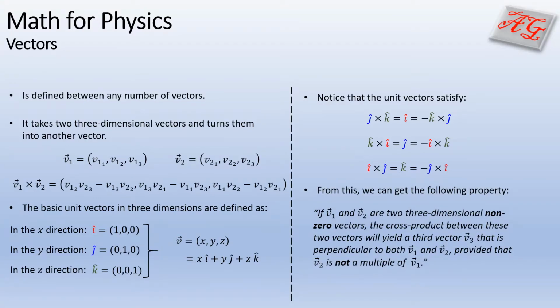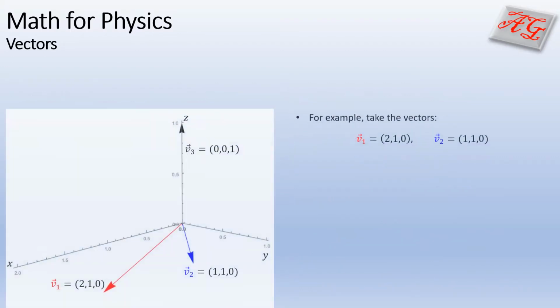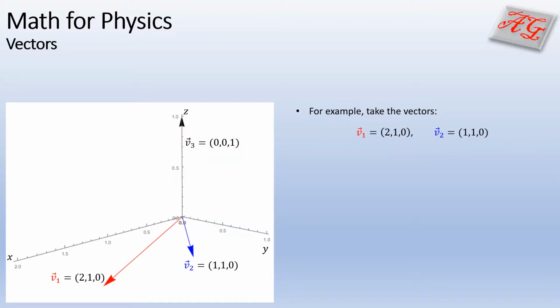If b1 and b2 are 2 3-dimensional non-zero vectors, the cross product will yield a third vector, b3, that is perpendicular to both b1 and b2, provided that b2 is not a multiple of b1. For example, take the 2 vectors b1 equals (2, 1, 0) and b2 as (1, 1, 0) and take the cross product. This yields the third vector b3 equals (0, 0, 1).